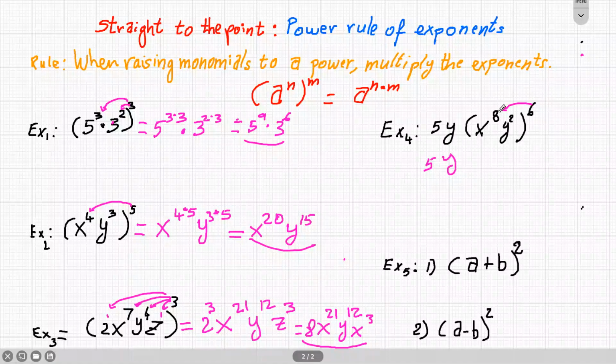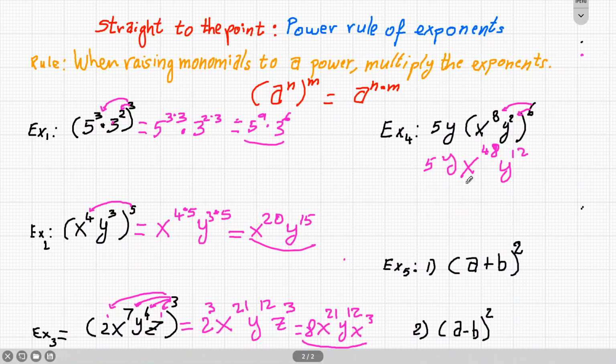So 6 times 8, that's 48. So x to the 48. That's an 8 right here. And 6 times 2, that's 12. So y to the 12.